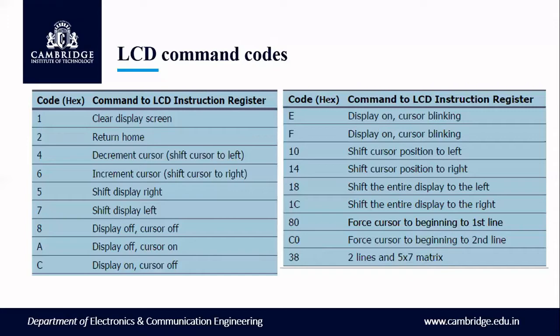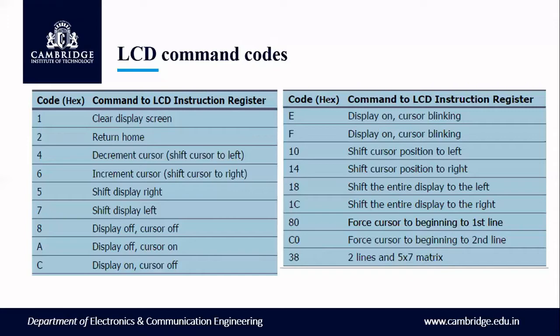80, force cursor to beginning of first line. C0, force cursor to beginning of second line. 38, 2 lines and 5x7 matrix. Means you are going to see here all these codes, we call them command codes.